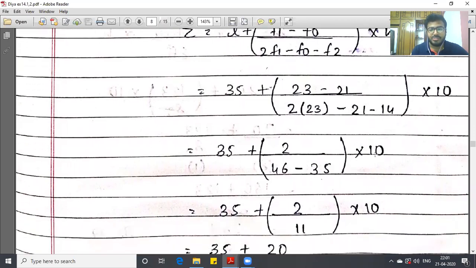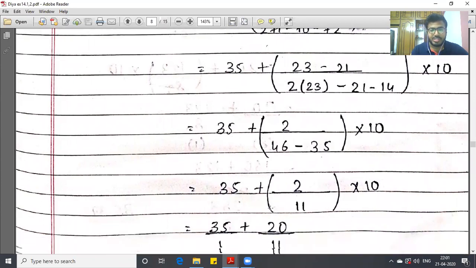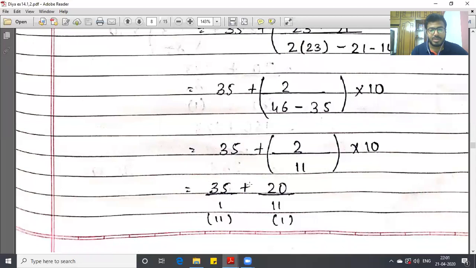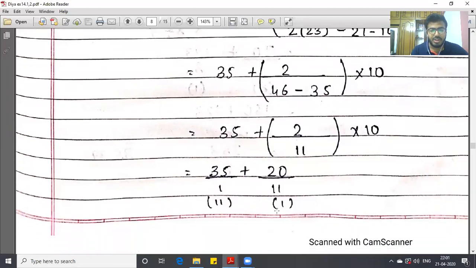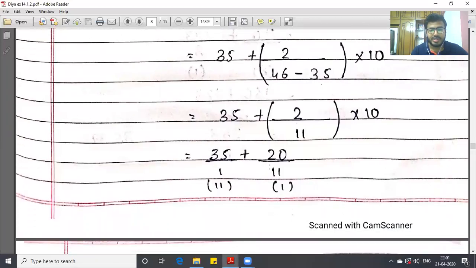Now, 46 minus 35 into 10. So 46 minus 35 is 11. So 2 into 10 is 20. So 35 plus 20 upon 11. Now here it is 1 and here it is 11.